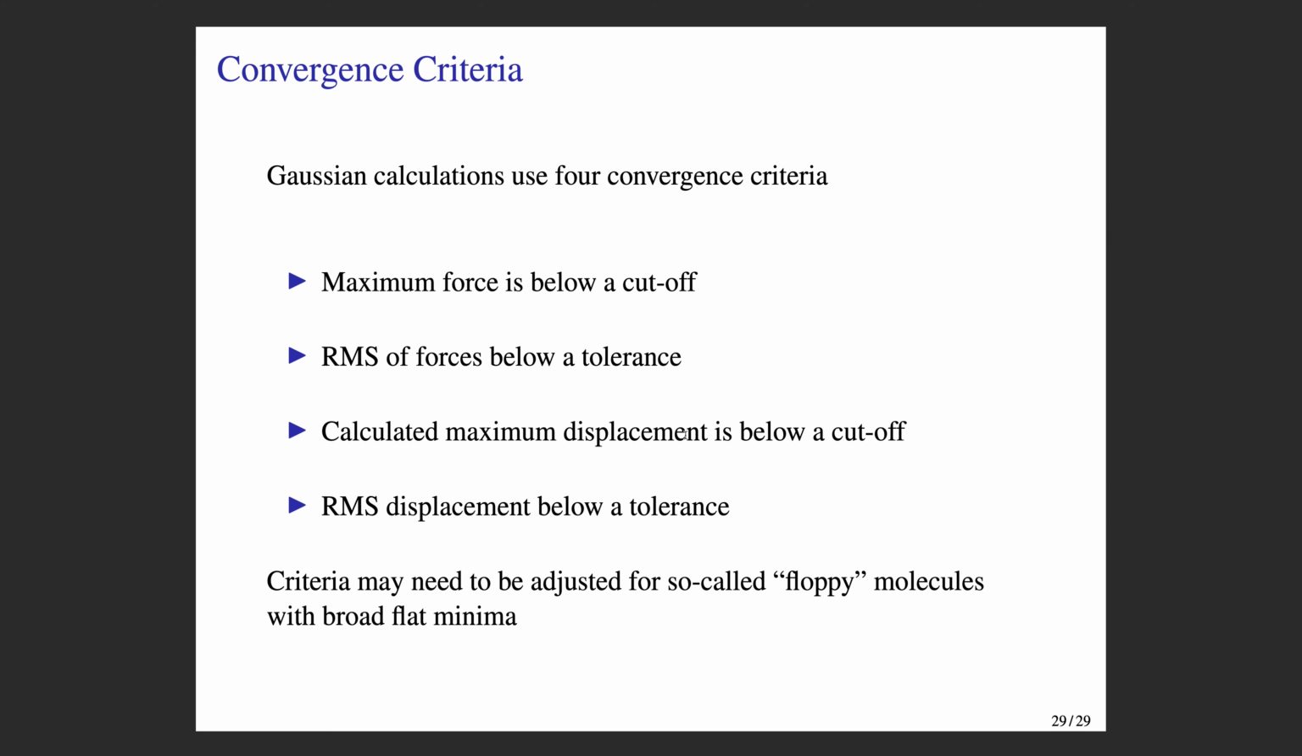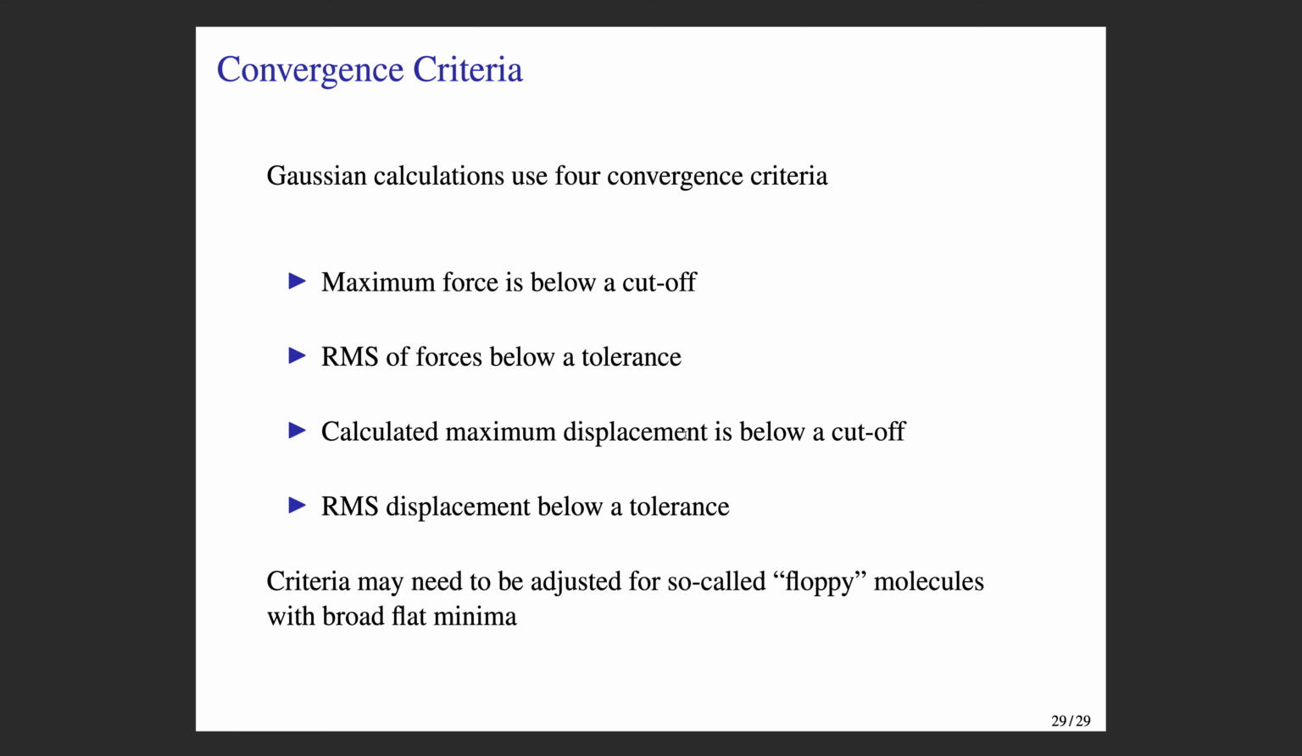The criterion that Gaussian uses for determining whether or not a geometry optimization has converged involves four criteria. First, the maximum component of the force must be below a certain cutoff value, a very small value for the force. The root mean square of all of the forces on the atoms must also be below a certain tolerance. Okay, so not only is the maximum value of the force small, so must be the distribution of forces on the different atoms.